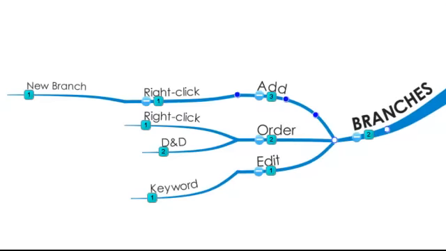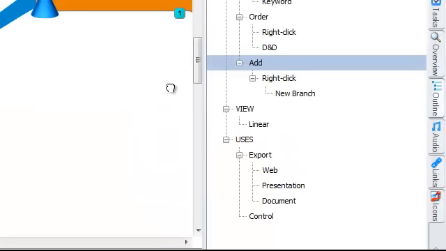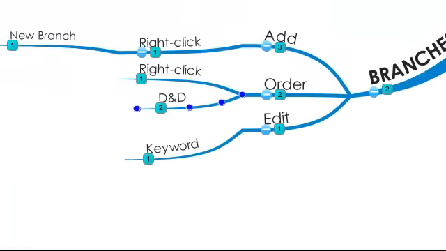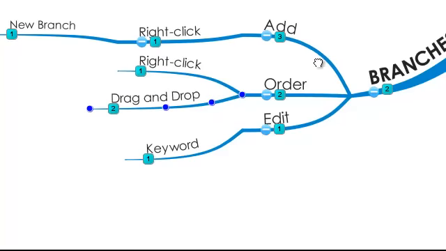So when I present, the main branches will be drawn, followed by edit, order, and add after the descendants have been drawn for me. And finally, within the side panel, you can also double click on a keyword to amend the text. So I will call this drag and drop, hit enter, and you can see that the keyword has been amended on my branch.